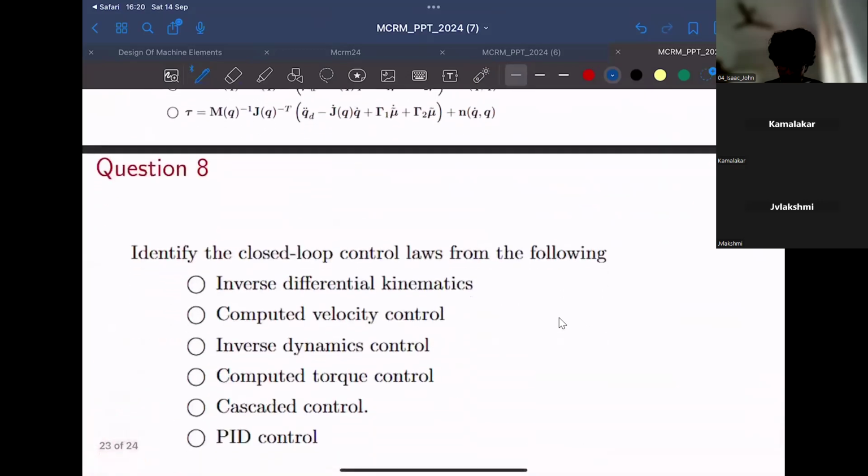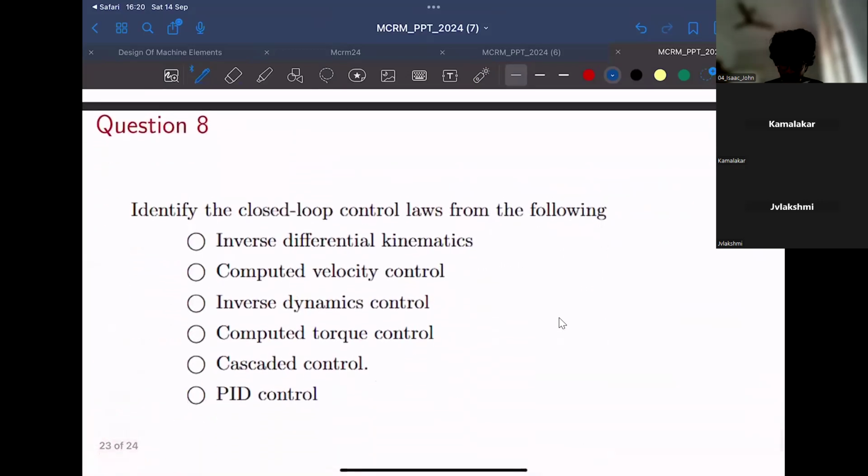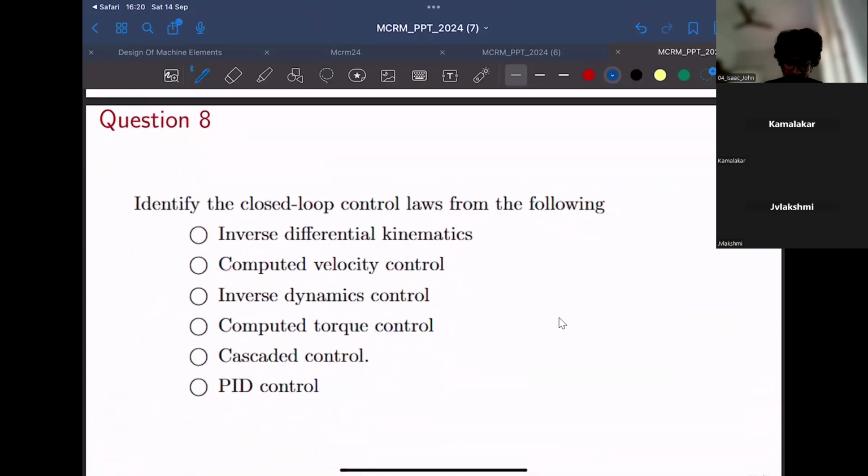So yeah, moving on to this last question for this session. Identify the closed loop control laws from the following. So which of them are closed loop?